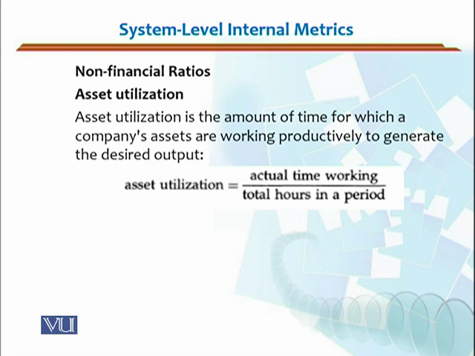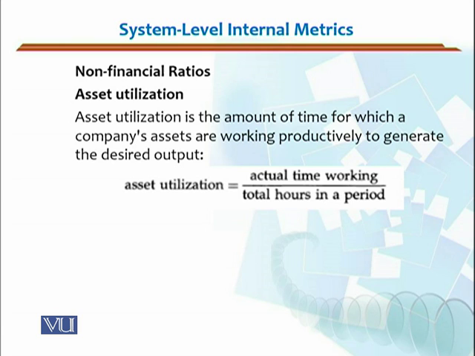Then there are some non-financial ratios which might not be coming from your financial reports. So that is why we call them non-financial ratios. The first one would be the asset utilization. Asset utilization is the amount of time for which a company's assets are working productively to generate the desired output. So of course you need the plant or manufacturing data for it.